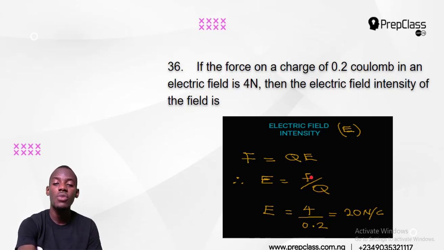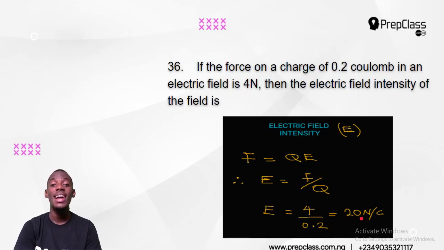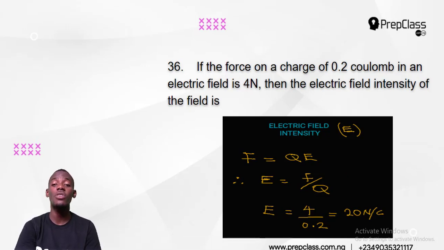Now, what's the force in the question? The force is 4 Newton. And what's the charge? 0.2 coulomb. And therefore, the field intensity is 20 Newton per coulomb. And that is the answer for electric field intensity. Now, don't forget the formula. Any question on electric field intensity follows this formula: E equals force over charge.